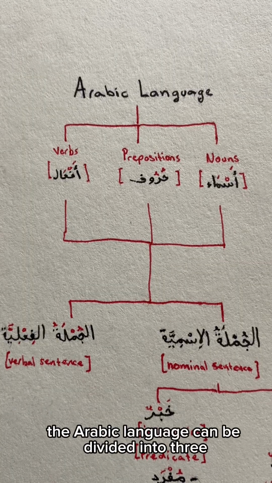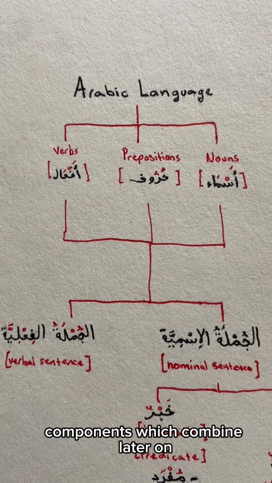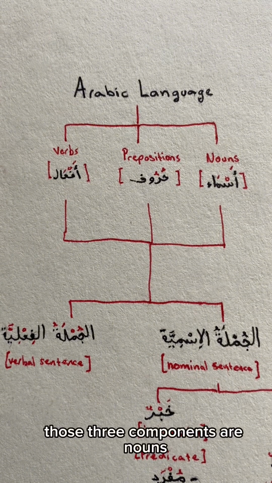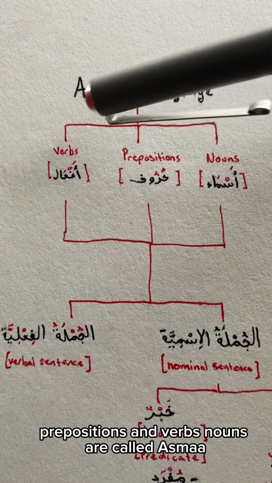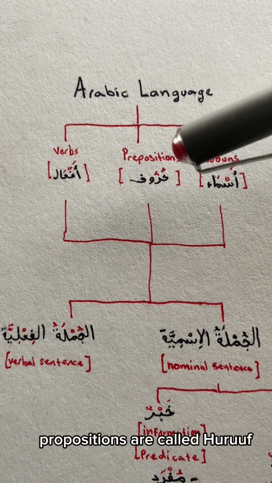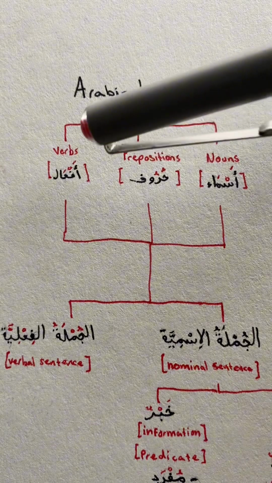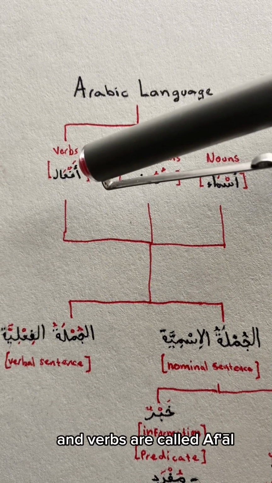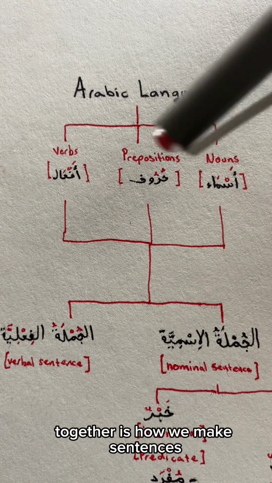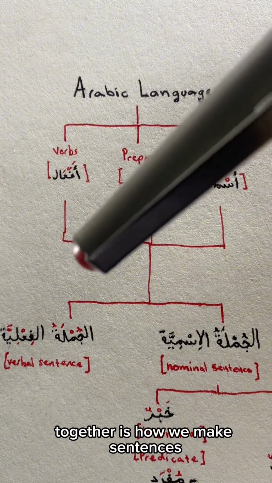The Arabic language can be divided into three components, which combine later on to make two different categories. Those three components are nouns, prepositions, and verbs. Nouns are called asma, prepositions are called huruf, and verbs are called af'al. And these three components together is how we make sentences.